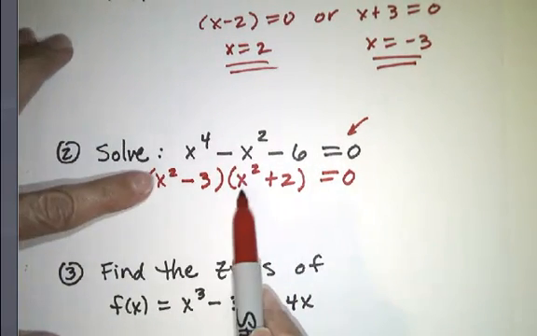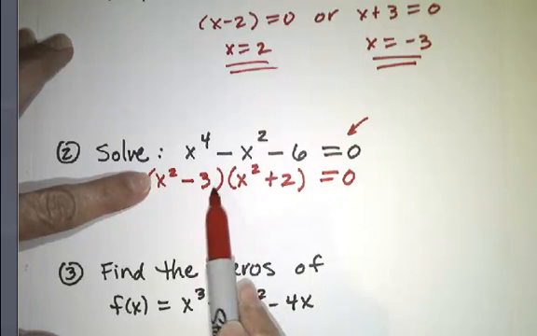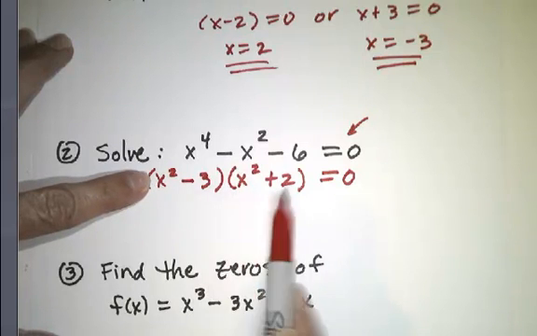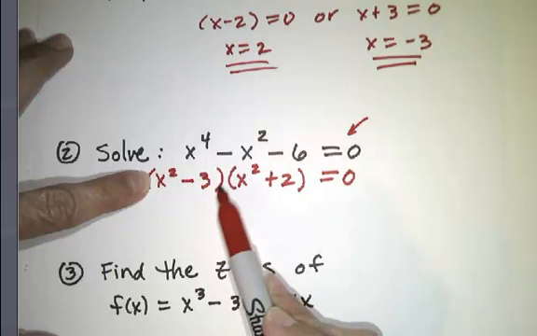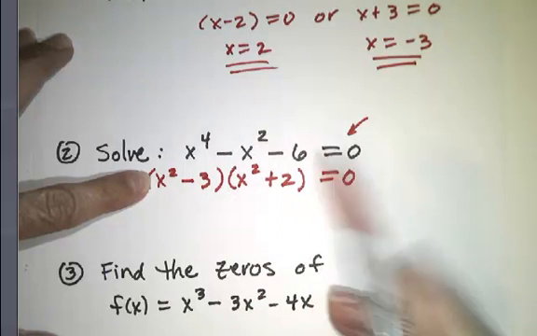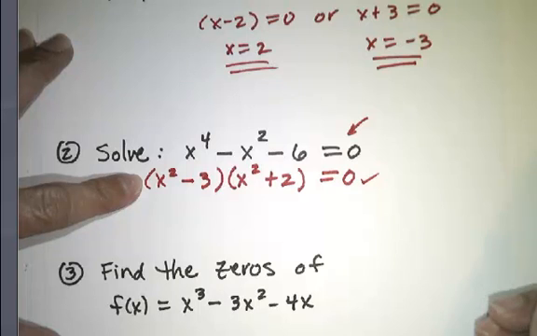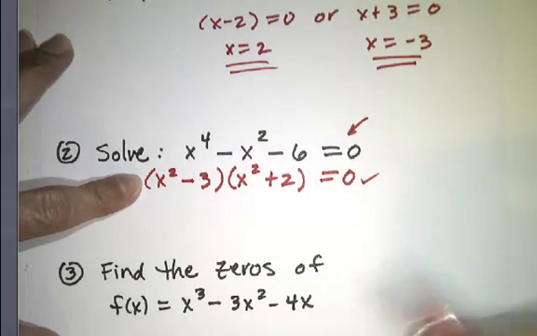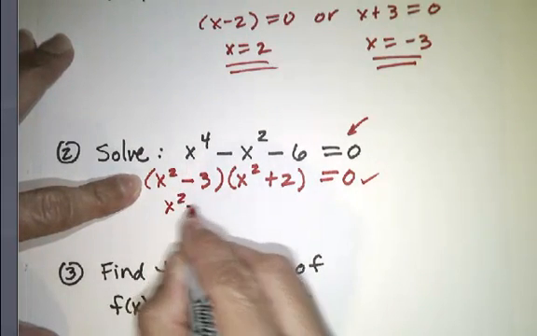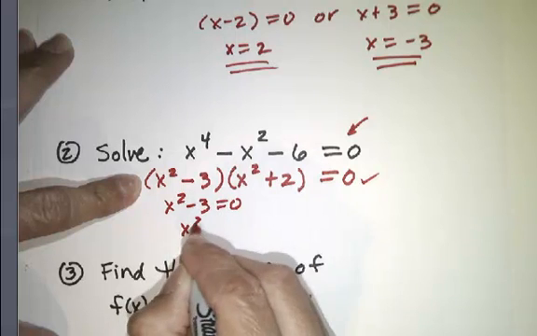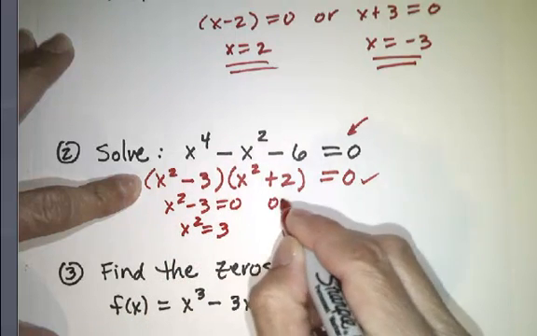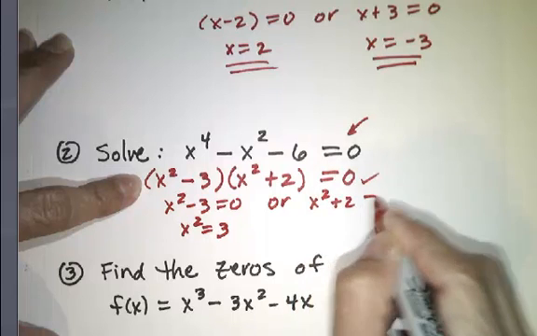So let's check. If we re-multiply, we get x to the 4th minus 3x squared plus 2x squared gives me a minus x squared. Minus 3 times plus 2 gives me a minus 6. Alright, so this factored nicely. So now I set each factor to 0. x squared minus 3 equals 0. x squared equals 3. Or x squared plus 2 equals 0.